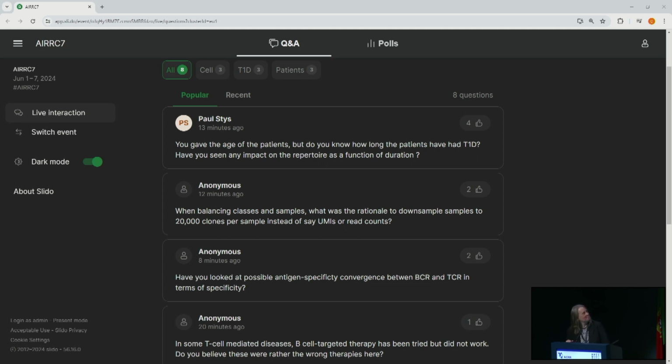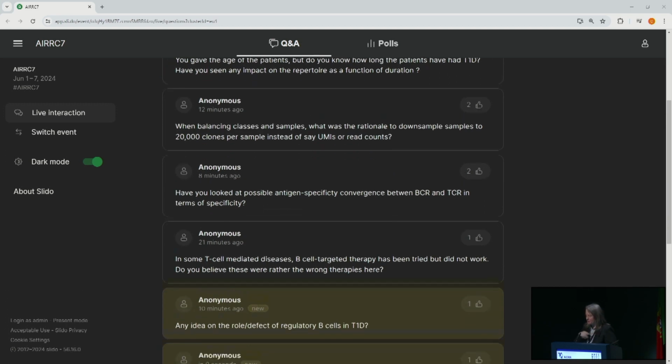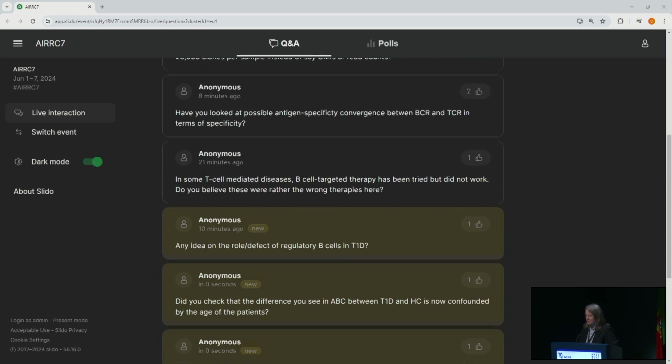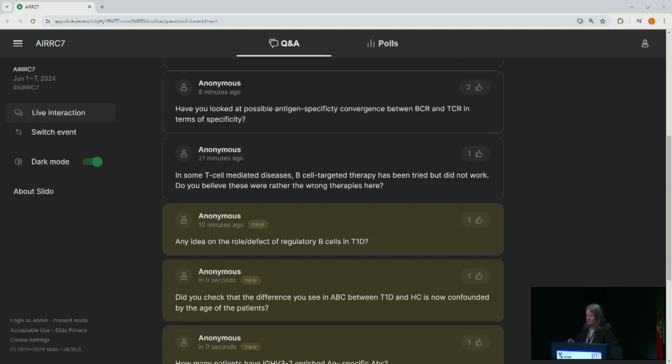All right, so let's see. When balancing classes and samples, what was the rationale to downsample samples to 20,000 clones per sample instead of, say, UMIs or read counts? So we've done this a number of different ways. First, it's important to emphasize that in those initial experiments, those were bulk gDNA-based sequencing libraries, and so the UMIs for gDNA are very challenging to use and generally not super useful.